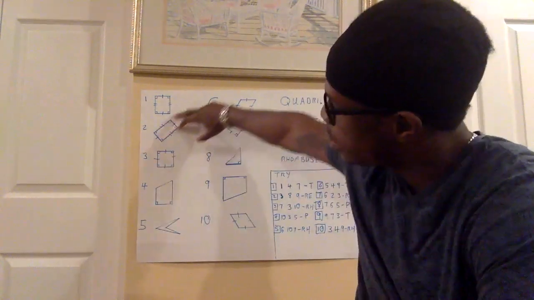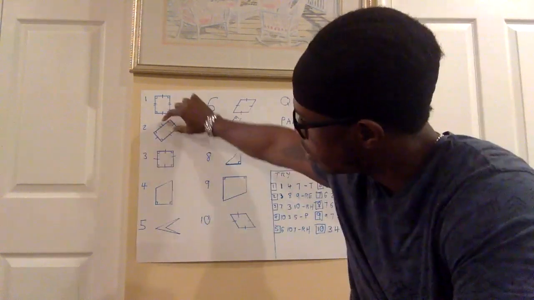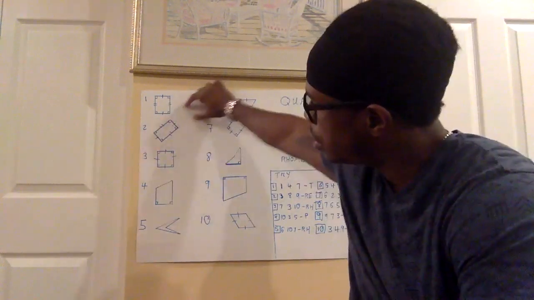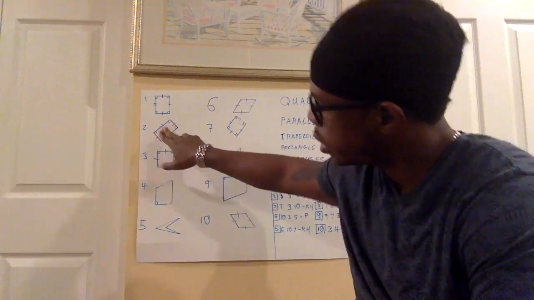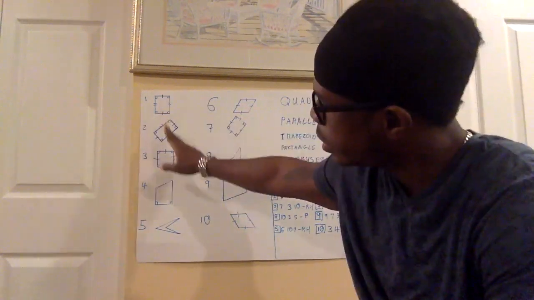These two lines, they will never touch. If you have an imaginary line, keep going, they'll never touch. So these are parallel, so that's one pair. And then these are parallel. So that's two pairs. So this is a parallelogram. What about number three?